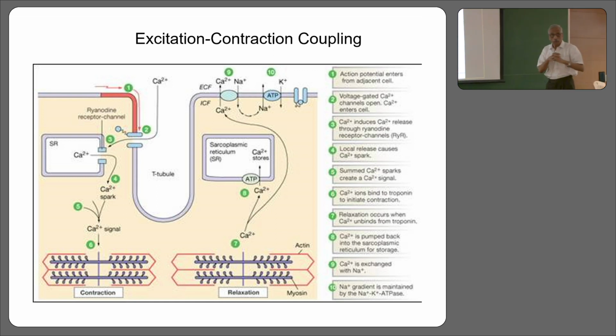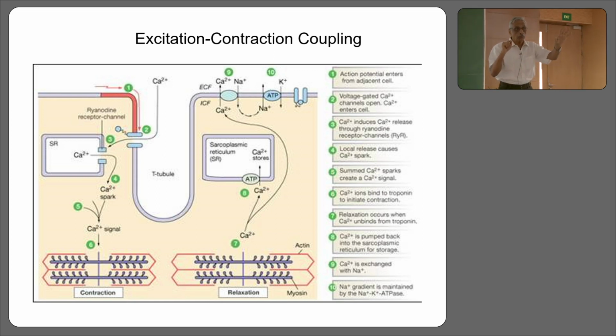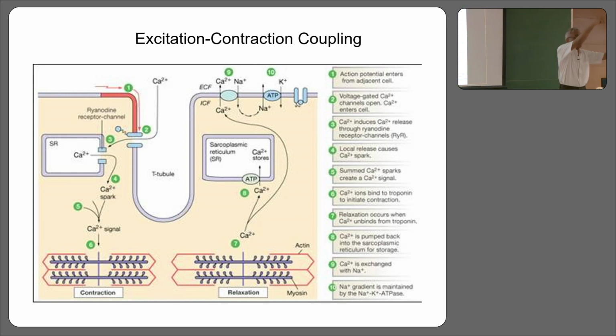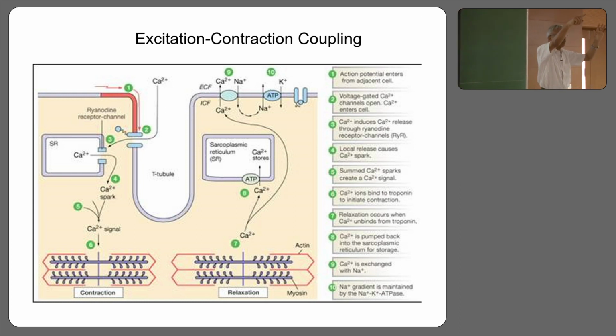Now, at the end of the plateau, I want to remove calcium. I don't want the cell to contract forever. What is my method for removing the calcium? I have done it by placing a large number of calcium pumps. Where are they? They are placed there in the sarcoplasmic reticulum.